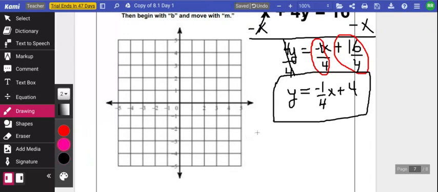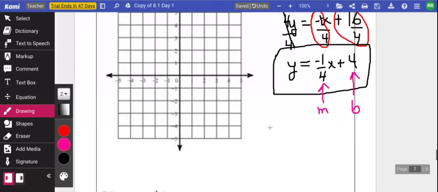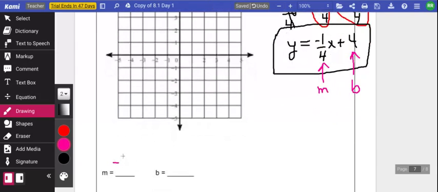So let's identify M. This x term right here has a coefficient of negative 1/4, or it has a slope of negative 1/4. It's the number being multiplied by x. This number right here is B, 4, okay? So slope is negative 1/4, and B, my y-intercept, is 4.